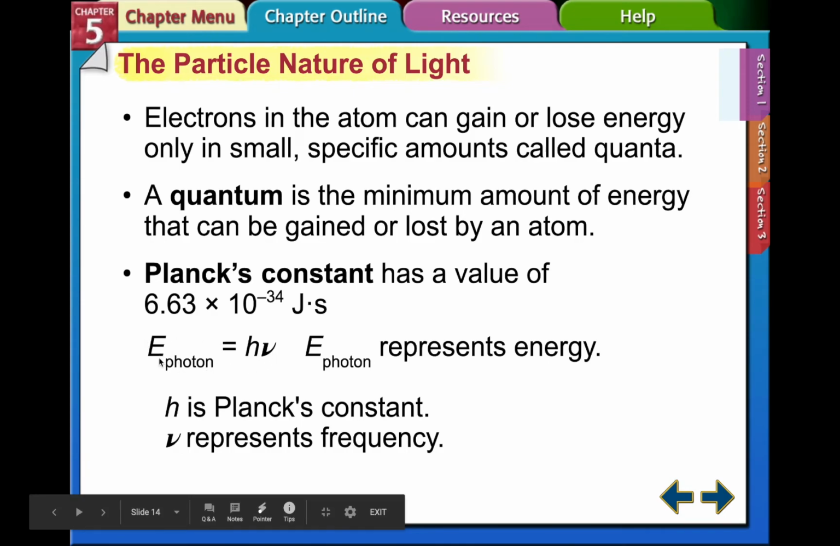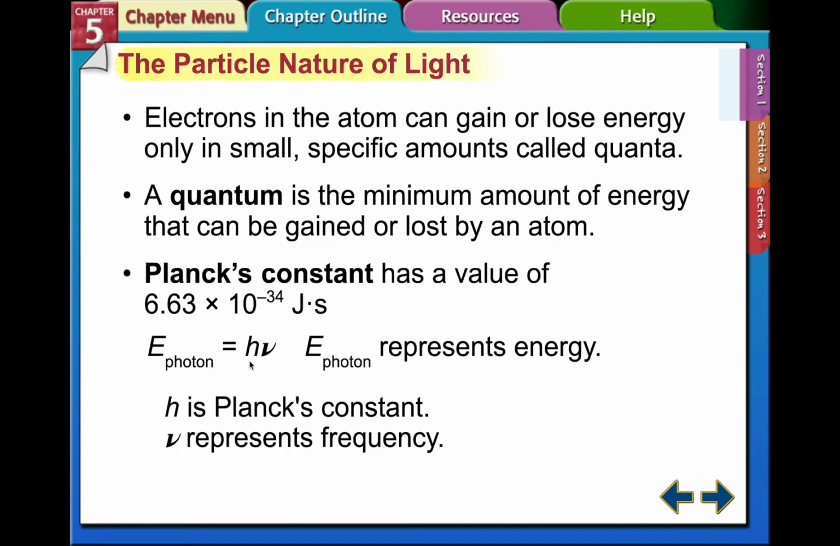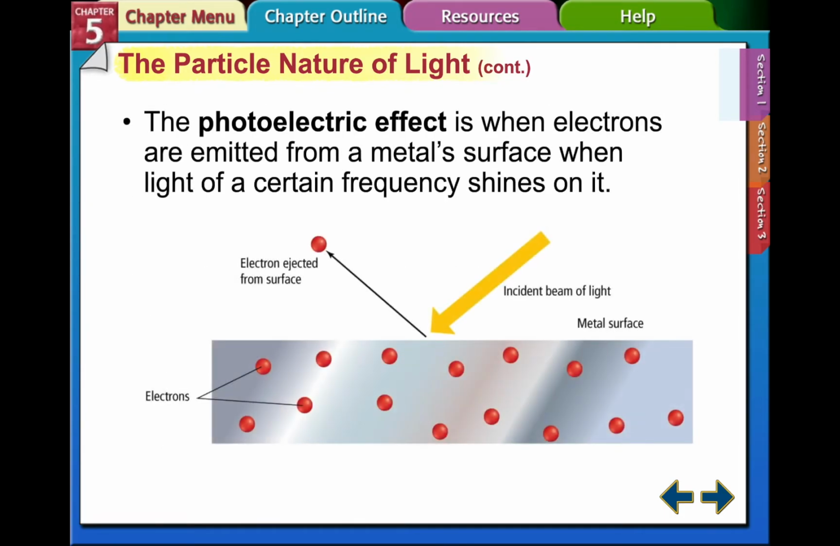equation here, where the energy of a photon is equal to Planck's constant, 6.63 times 10 to the negative 34 joules times a second, that's Planck's constant here, times the frequency of that wave. So this describes the photoelectric effect as well, which basically says that if a certain beam of light is emitted onto the surface of a metal, then an electron is ejected from that surface.